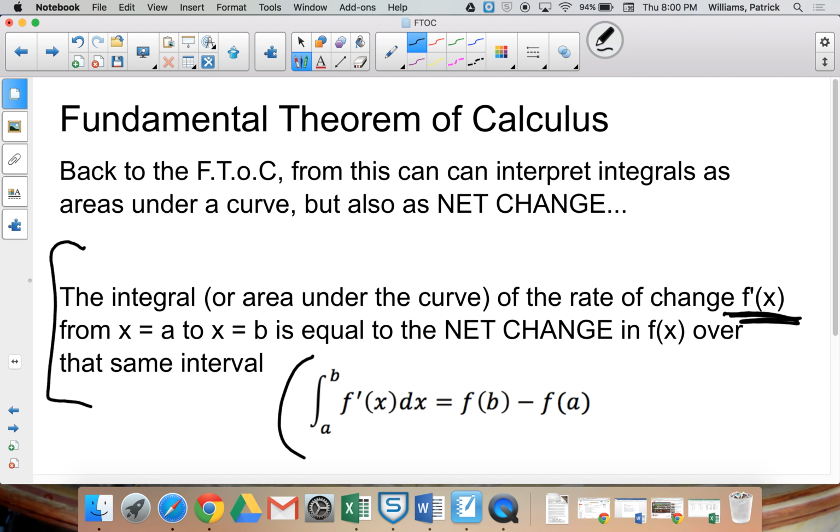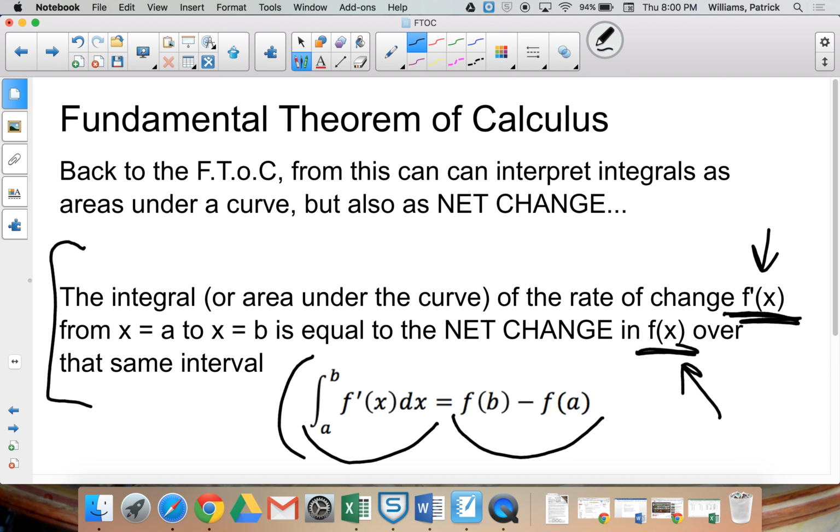Between the limits x equals a to x equals b is equal to the net change in the function. So notice the way I use the wording. If we look at the integral of the derivative, we get the net change in the function, and that shows right here. Here is the integral of the derivative from a to b, and this would be the net change of the function from a to b.